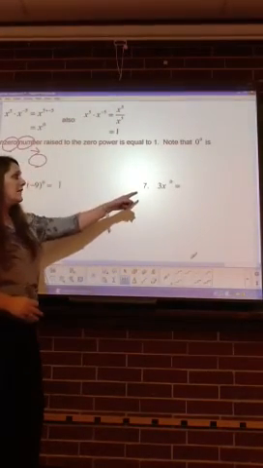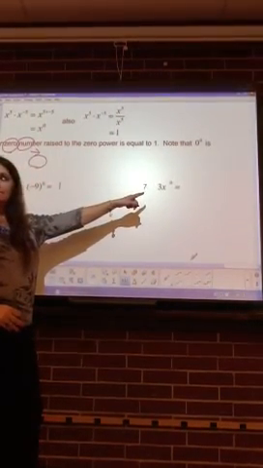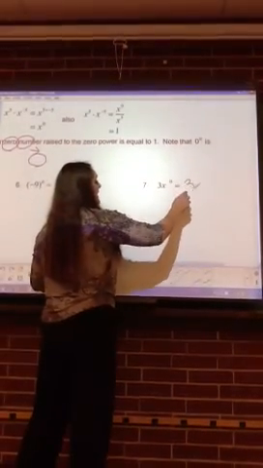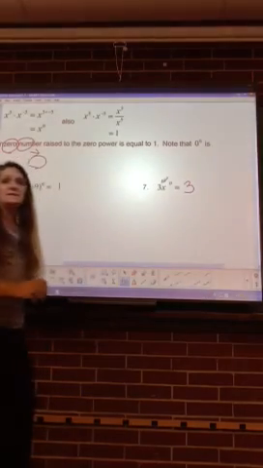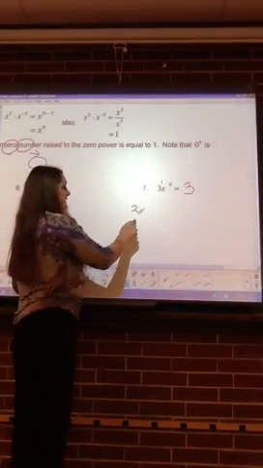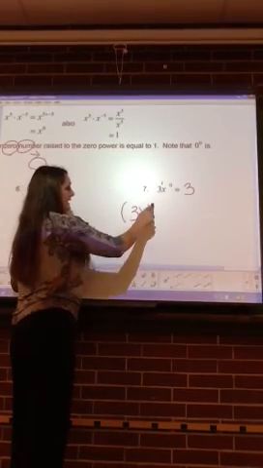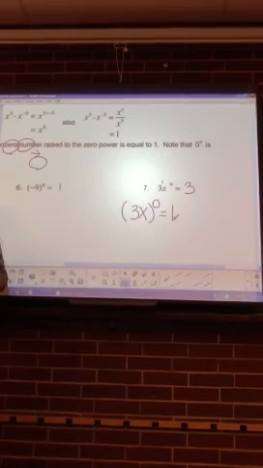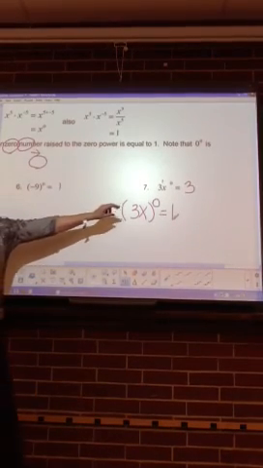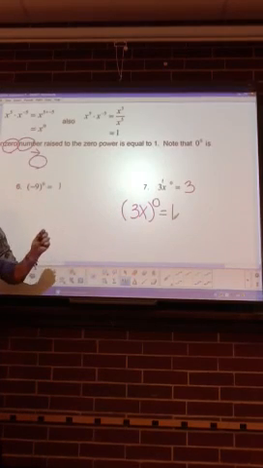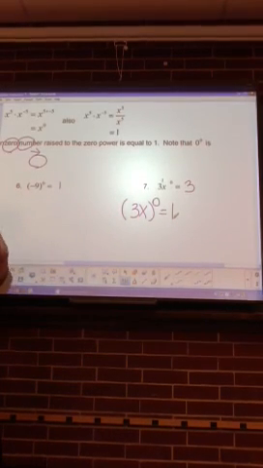Be careful. 3x to the 0 equals 3. Because this is 3 to the first, x to the 0. So we have 3, and then this one's 1. That's not the same thing as this. That would be 1 if it was in parentheses. If it's not, we have to consider each separate variable by itself. Okay? So be careful.